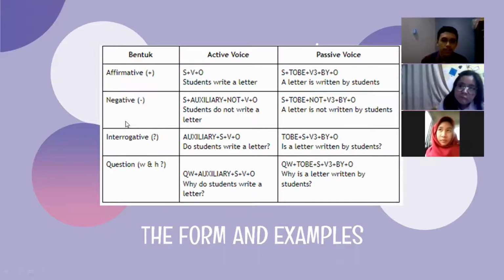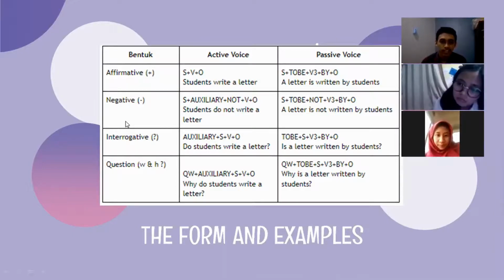In negative, subject plus auxiliary plus not plus verb plus object. The example is students do not write a letter. And in the passive voice is subject plus to be plus not plus verb 3 plus by plus the object. The example, a letter is not written by students.